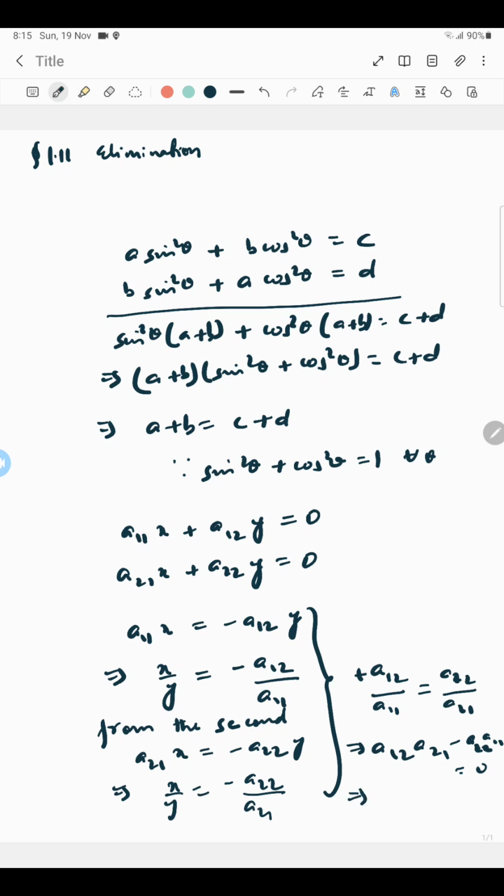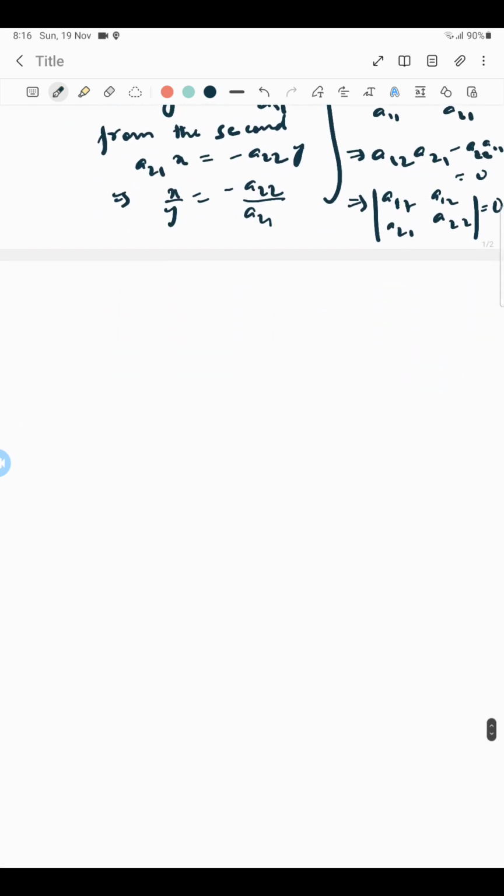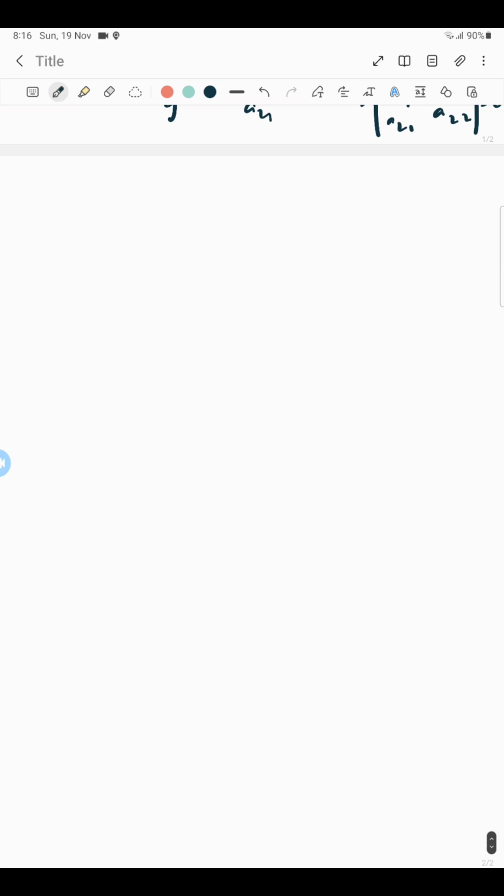which is same as saying A12 A21 equals A11 A22. So this will be the eliminant of these two equations. There is another way also in which we can arrive at this eliminant. So these were the equations.